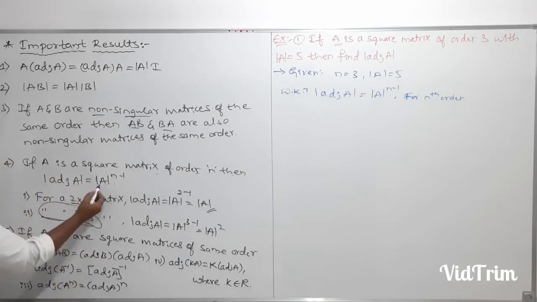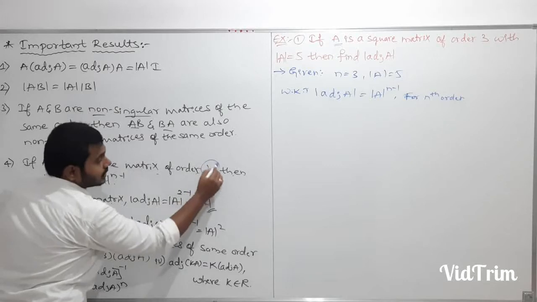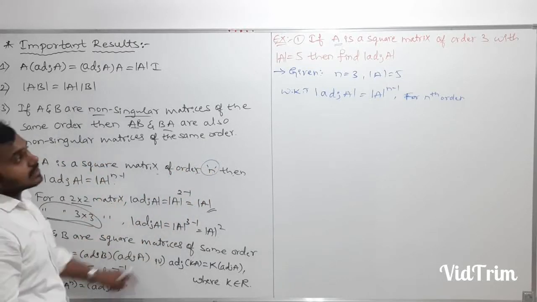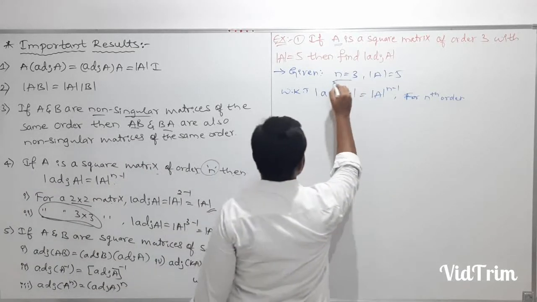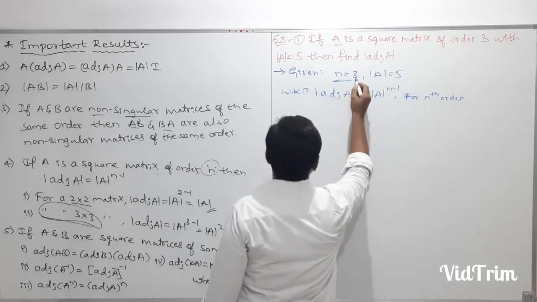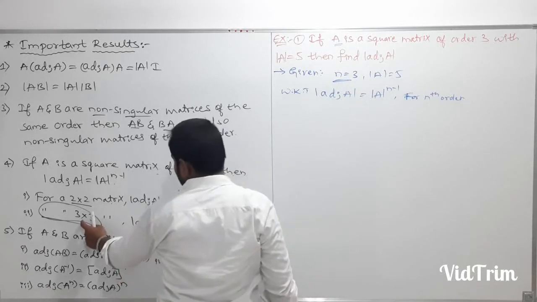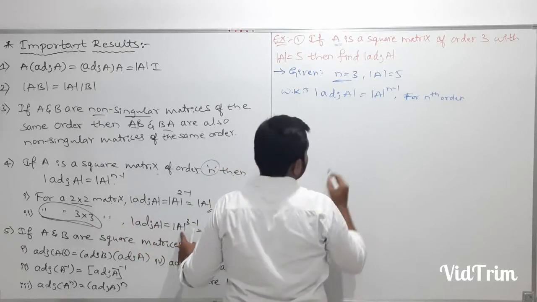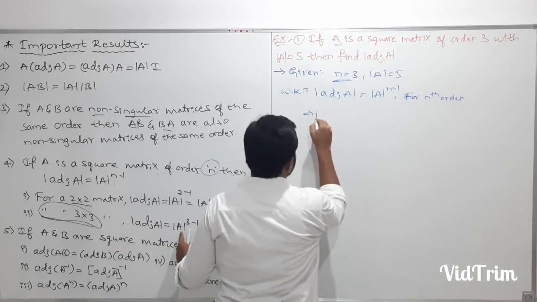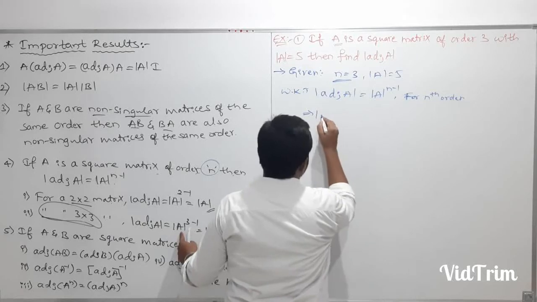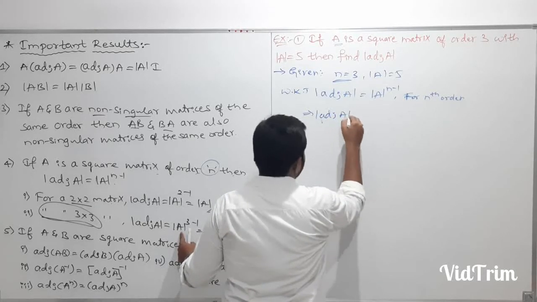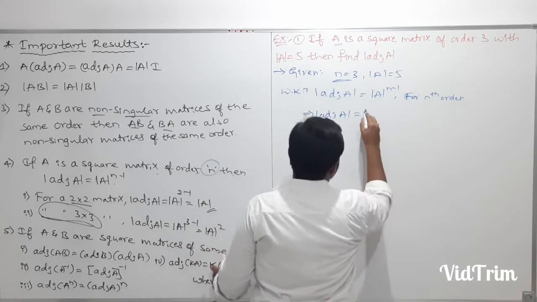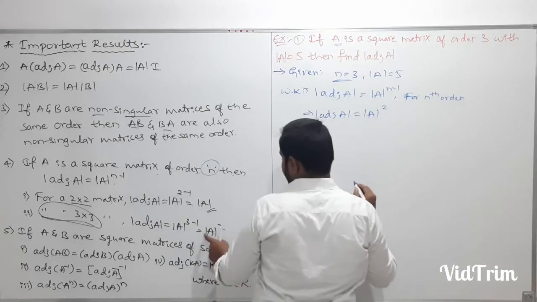So this is the formula for the nth order. But what is the given question? Here the order is n equals 3. So for order 3, the formula gives: determinant of adjoint of A is equals to determinant of A whole square.